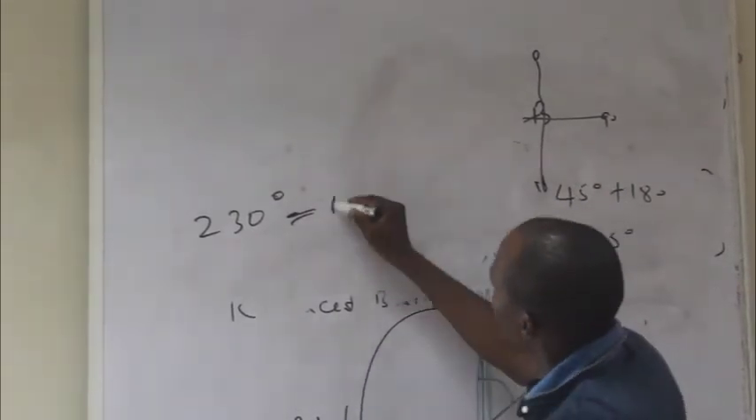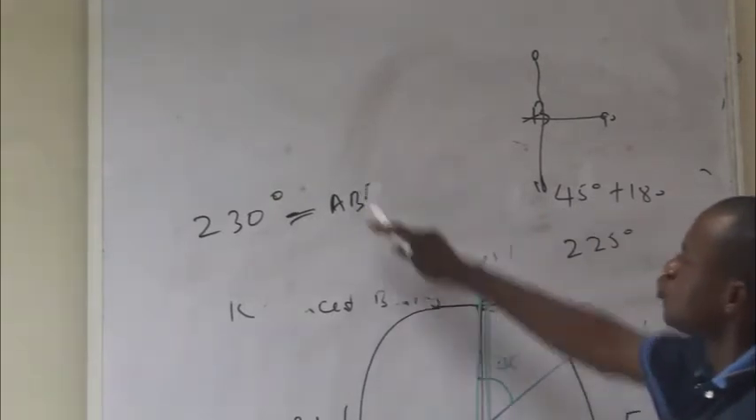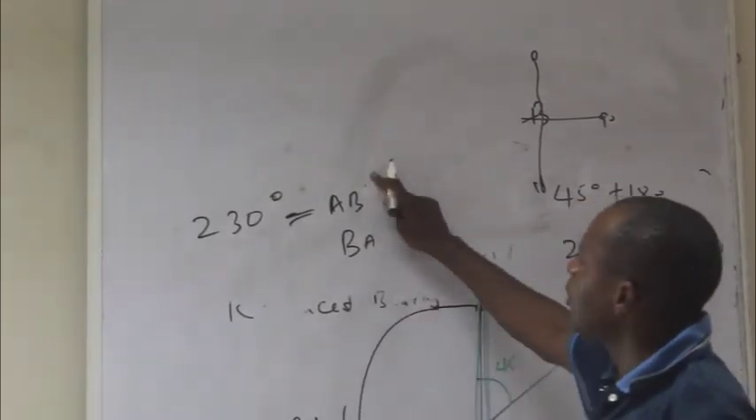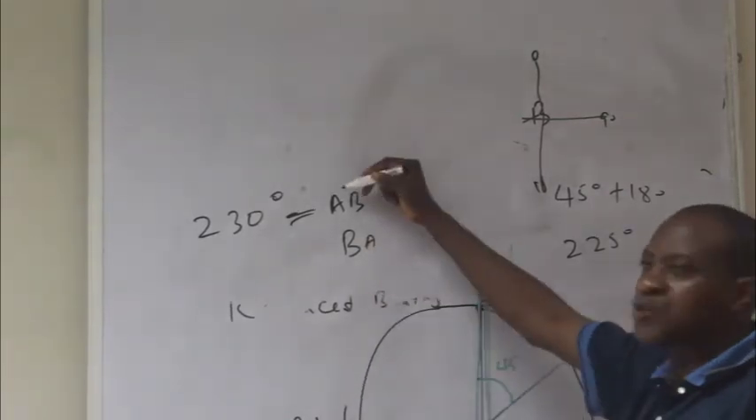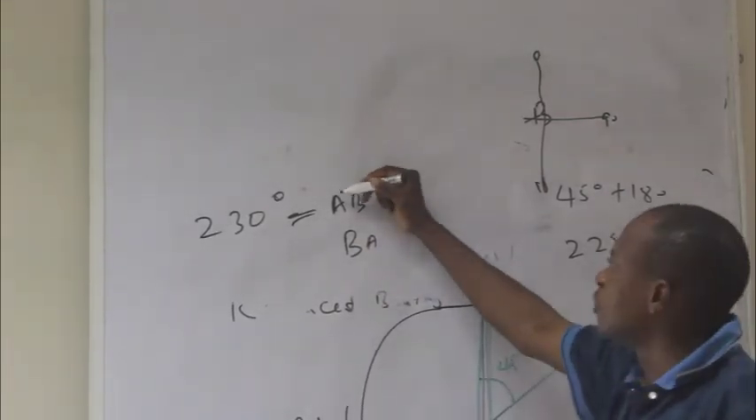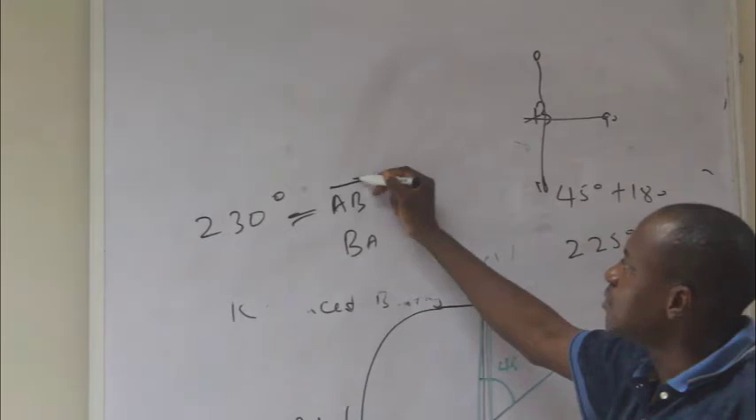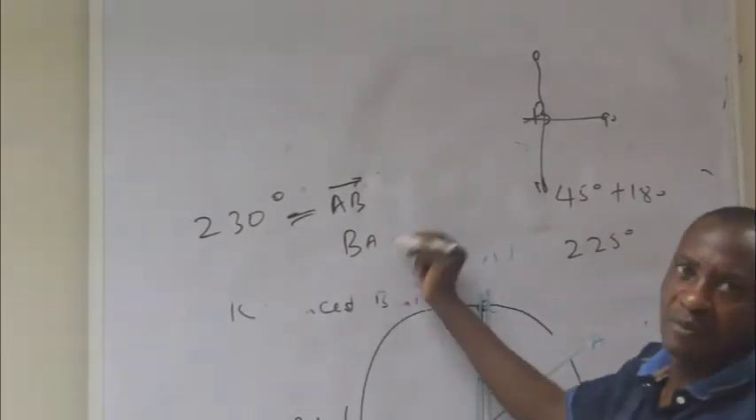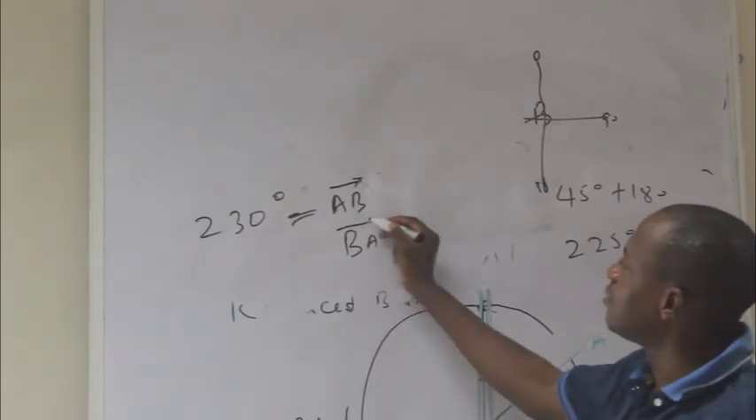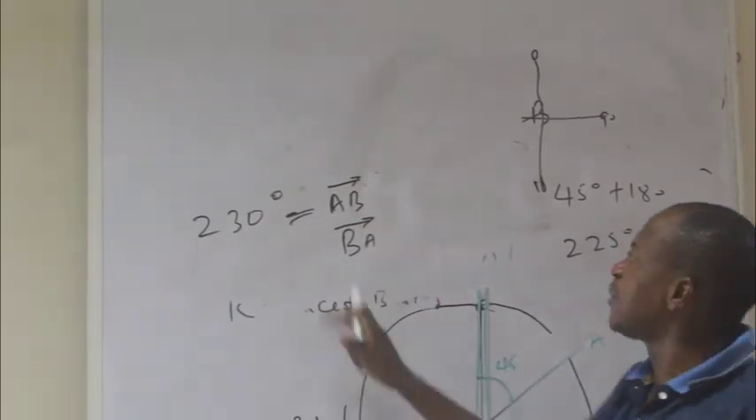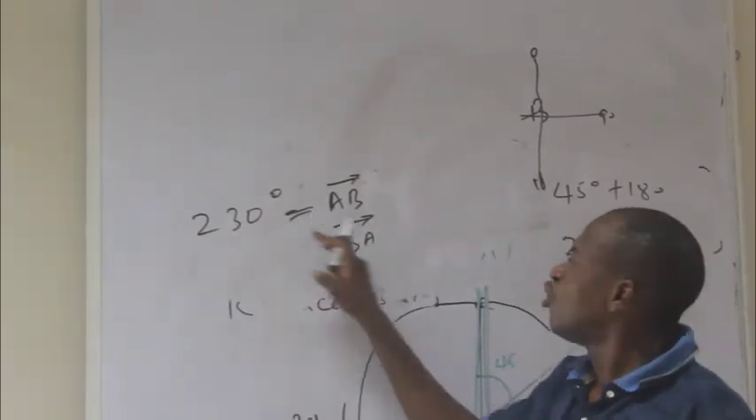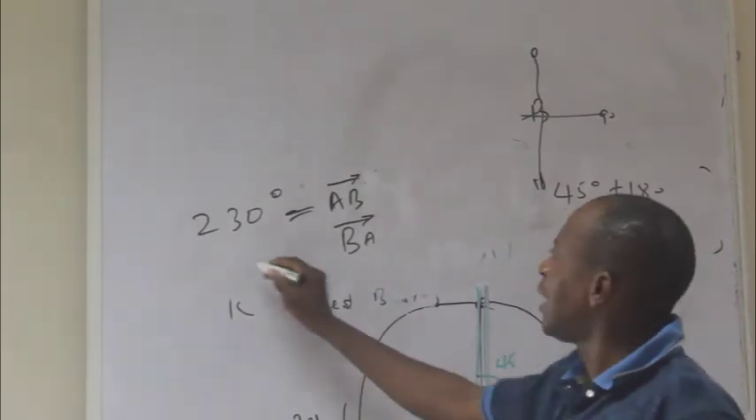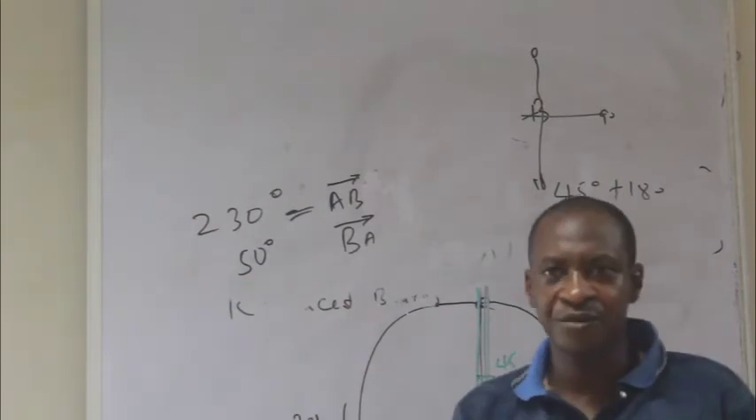For example, if I observe a bearing of a line 230, that is bearing AB. If I say AB is 230 degrees, what is going to be BA? The point where you stand to observe is what you normally write first. So if I stay on A, I observe towards B, I call it bearing AB. If I stay on point B to observe towards A, I call it bearing BA. So if I give you the bearing of AB to be 230 degrees, what is going to be the bearing of BA? What you just do is to subtract 180 from there, and that gives you 50 degrees.